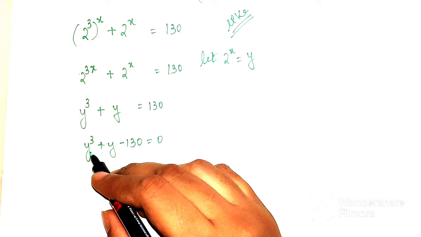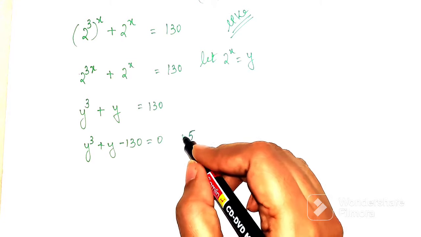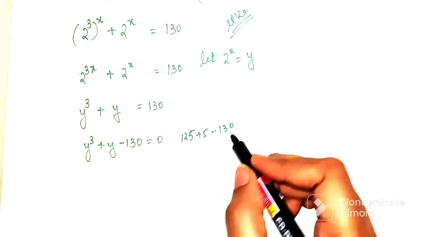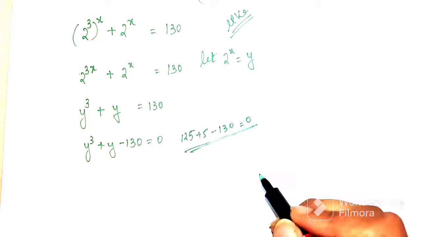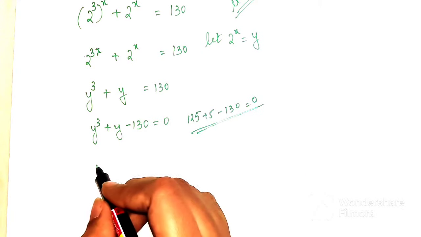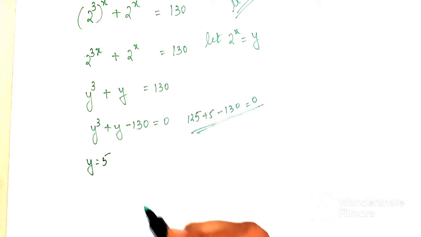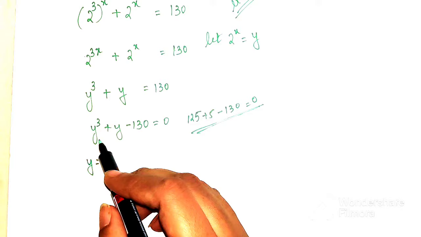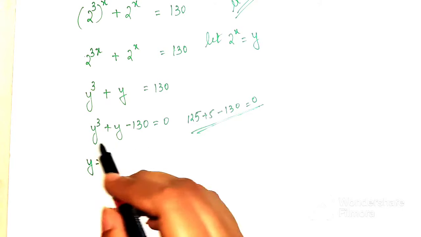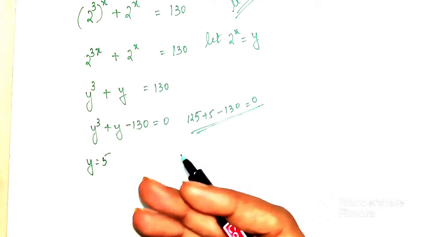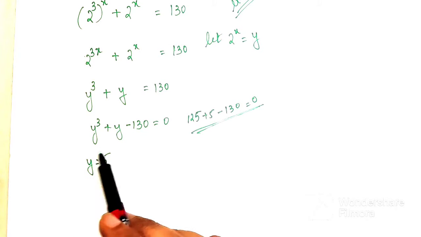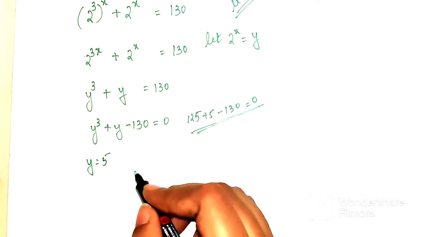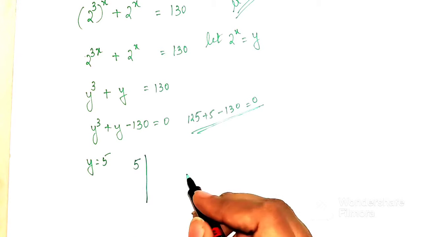Why? Because y cube, that is 5 cube, will be what? 125 plus 5 and minus 130. This eventually comes out to be 0. So I can use the value of y as what? 5. y is equal to 5. But that will give me only one value, right? So now we'll have to find, see, whenever the highest degree of this polynomial is 3, technically we should have 3 values of this particular equation. So out of this, one value we got as 5. So for the next 2 values we will try and do synthetic division.